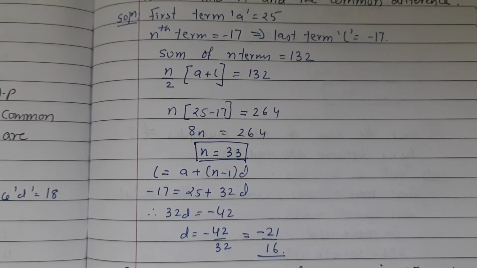To find D, write the formula L equal to A plus n minus 1 into D. Substitute the values: minus 17 equal to 25 plus 32 into D. Minus 17 minus 25 is minus 42. 32D equal to minus 42. D equal to minus 42 upon 32. Divide by 2, equal to minus 21 upon 16.